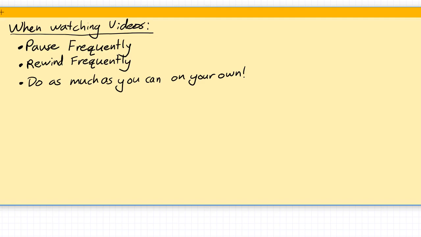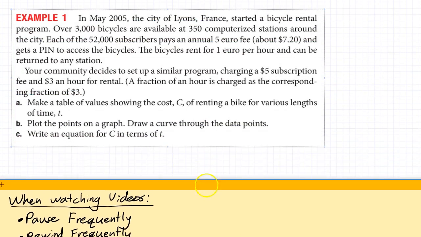So, for example, if this is a 5-minute video, you should be taking about 10 minutes to really go through it properly, to really be trying the problems first while it's paused. It will take a little bit longer, but it's worth it and you'll get more out of it that way. Now, let's actually look at this example.